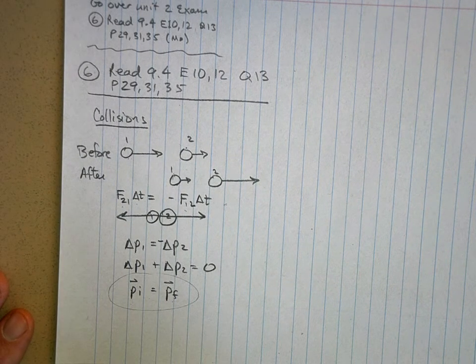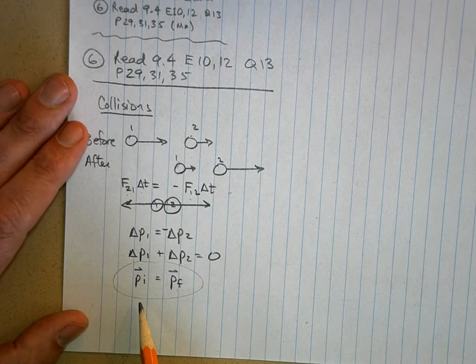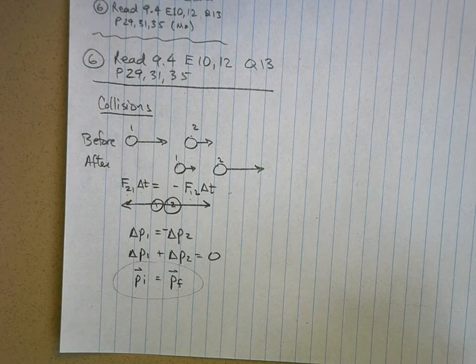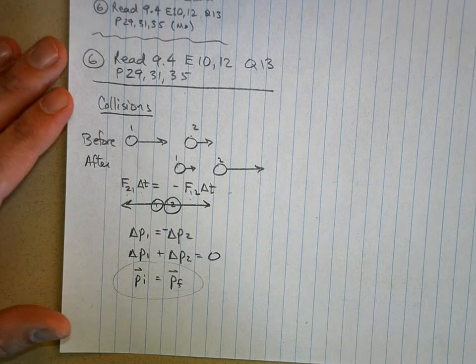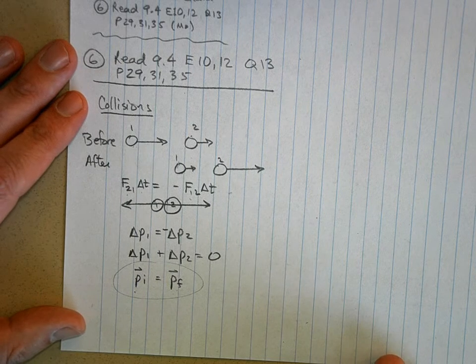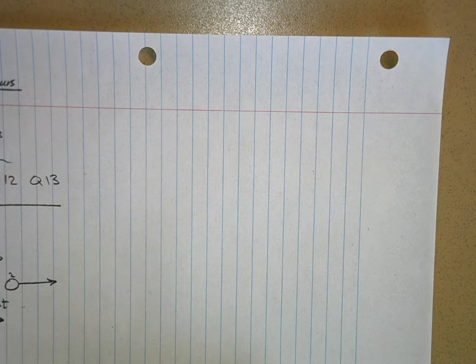Now, in all the problems that we did before, everything was along a straight line. But in fact, this is a vector equation, and it applies in 2 and in 3-dimensional space. So when I say that P initial equals P final, I can break that up into its X, Y, and Z components. Now let's just do this in 2 dimensions. Let's not worry about the Z direction.